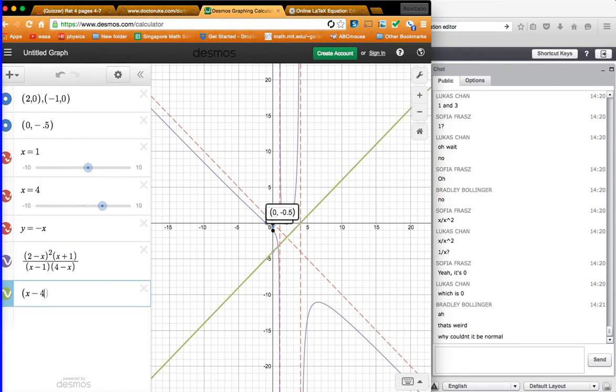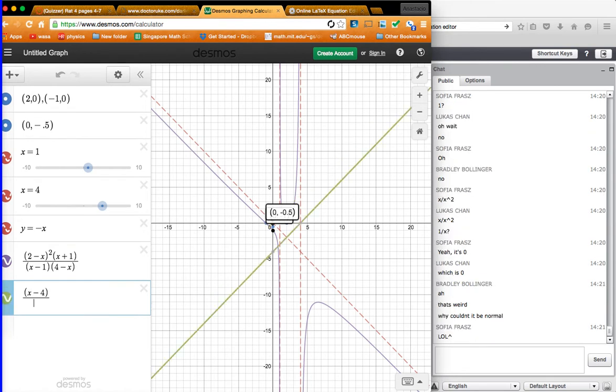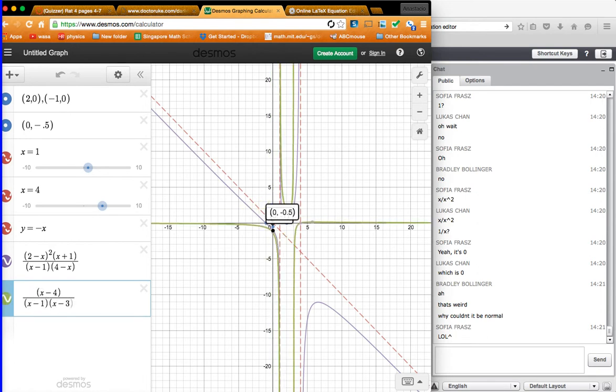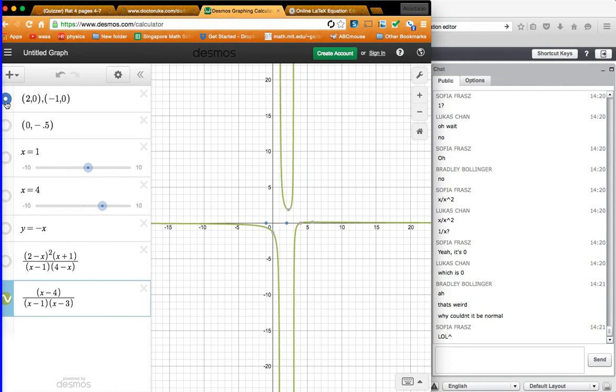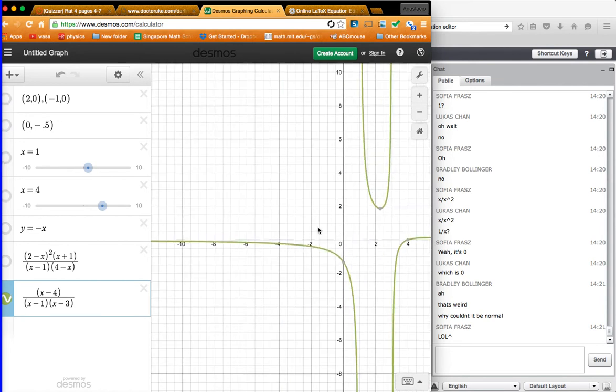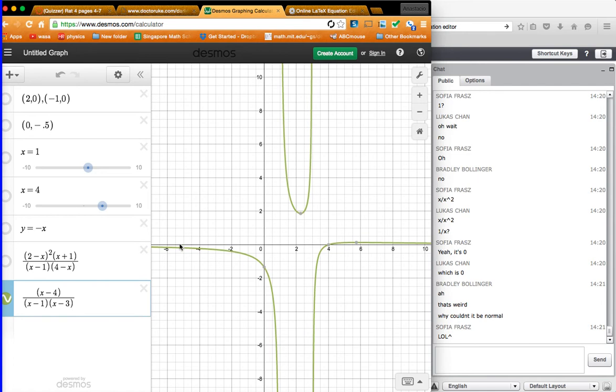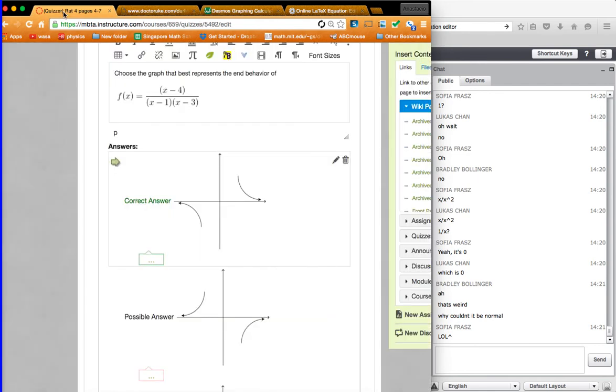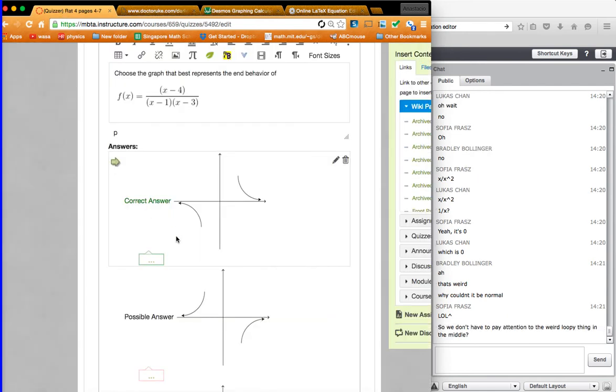x minus 4 divided by x minus 1, x minus 3. Yep. I accidentally messed up that answer. But anyway, it looks kind of like how I had it. This one right here. You got it?